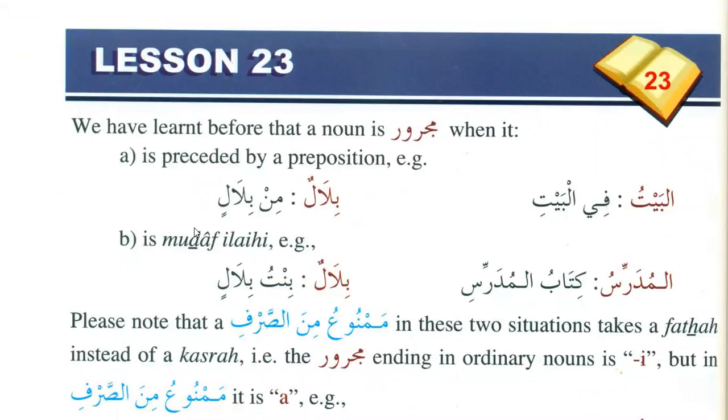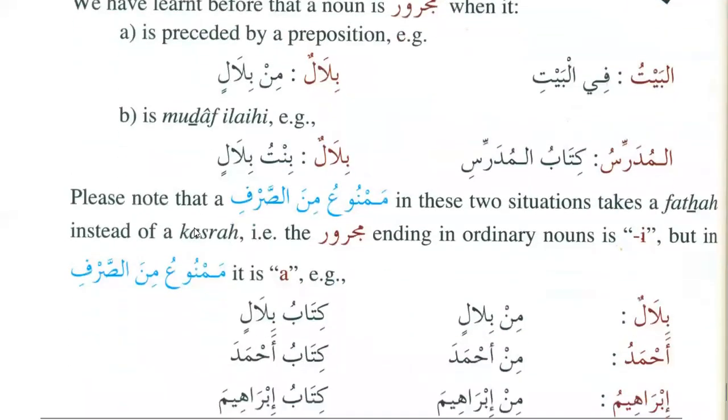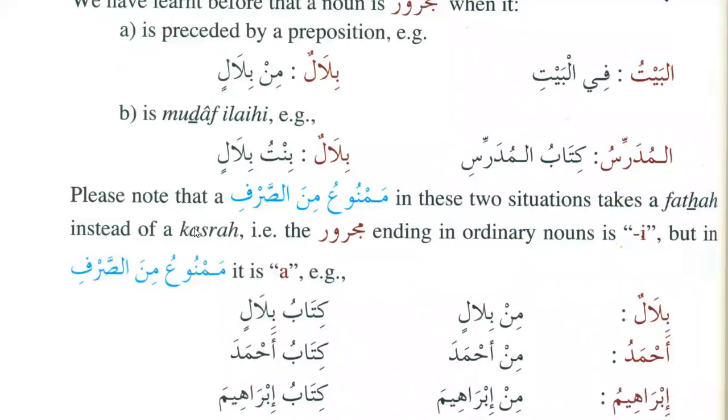We have learned before that a noun is majrur when it is preceded by a preposition. For example, Bilalun min Bilalin, al baytu fil bayti. And when it is muzaf ilayhi, for example, Bilalun bintu Bilalin, al mudarrisu kitabul mudarrisi.